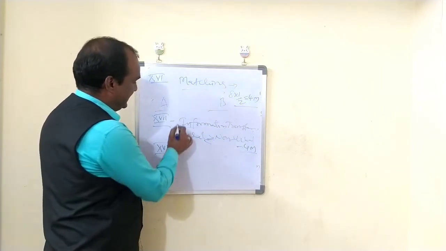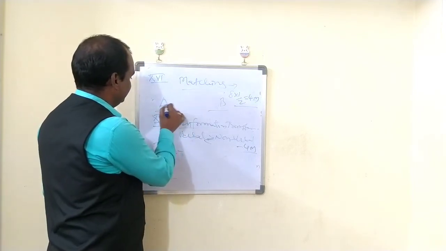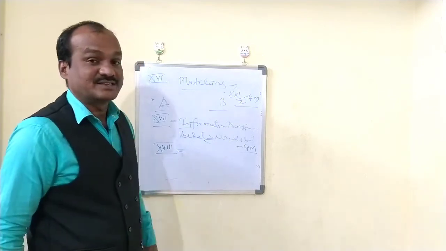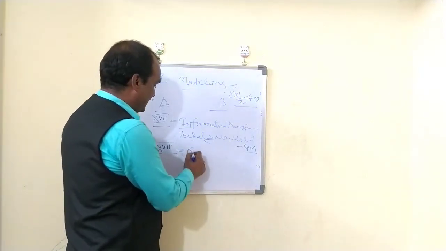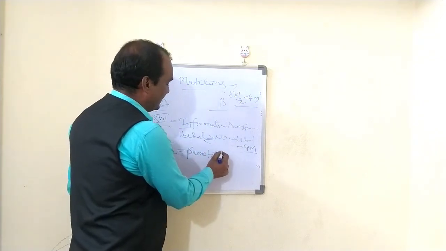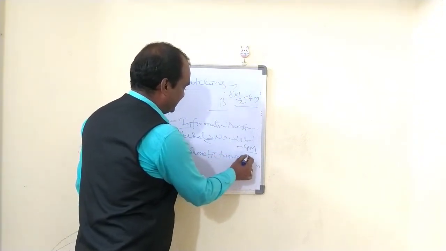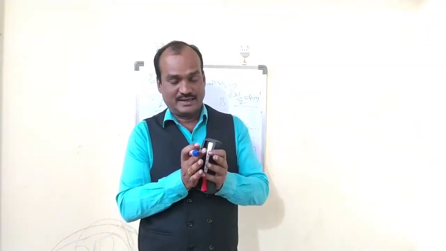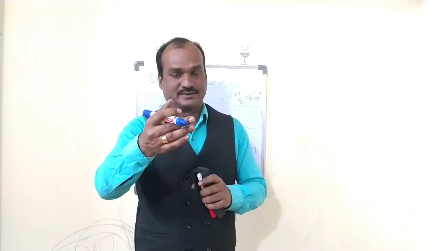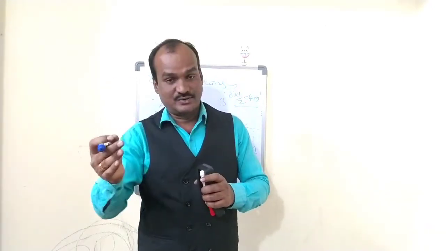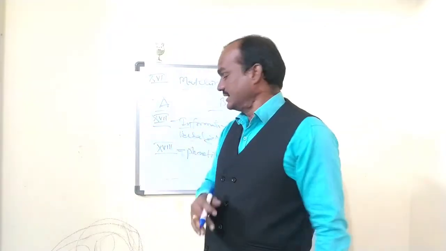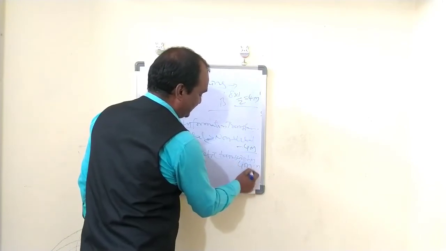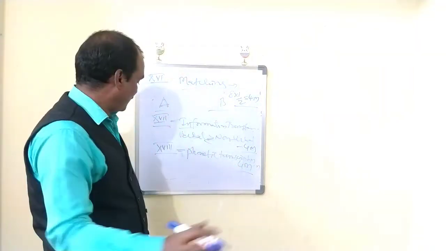Again, bit number 18 is phonetic transcription. Some phonetic symbols are given to you, and one word in phonetic language is given to you, and you are asked to write it in your English language, right? That is phonetic transcription. It carries 4 marks, right?